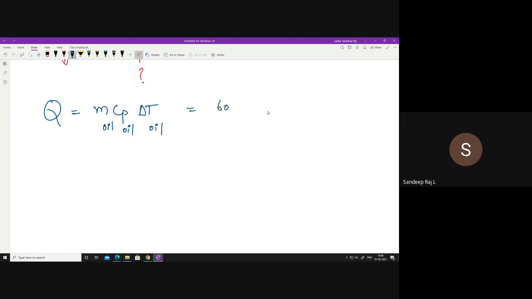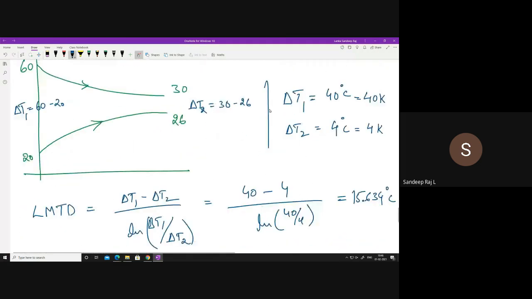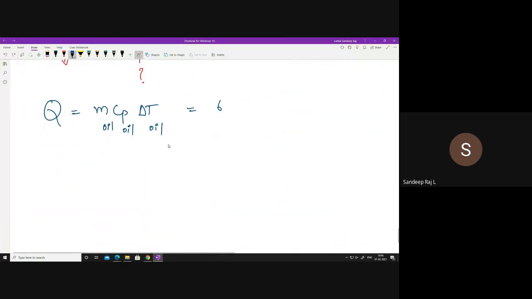M oil is given as, not 60, it is 10 kg per second in the question, and Cp value is given as 2200, and the delta T is 60 minus 30. So tell me what is the Q value now? 660 kilowatts. 660, so it's like 1, 2, 3 watts. This many watts, you got it. This is the Q value.